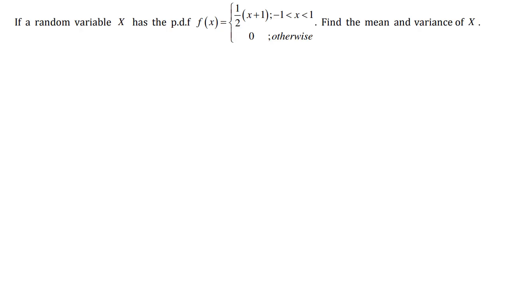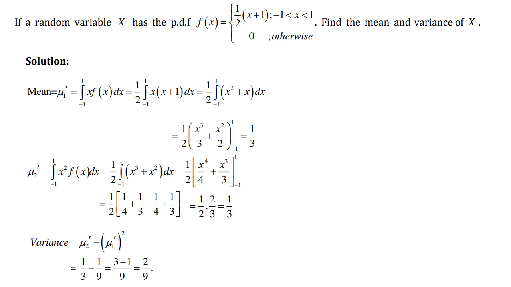So now let us see the next sum. If a random variable x has the probability distribution function f of x is equal to 1 by 2 (x plus 1), where x is greater than -1 and less than 1, we have to find the mean and variance of x. So mean is equal to E of x, and variance is equal to E of x square minus E of x the whole square.